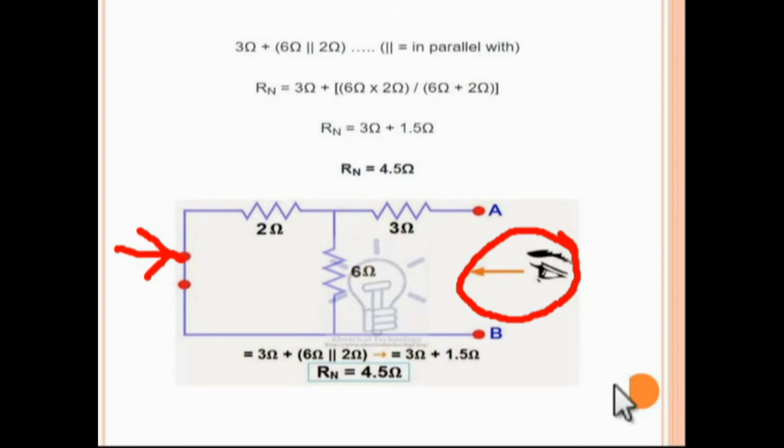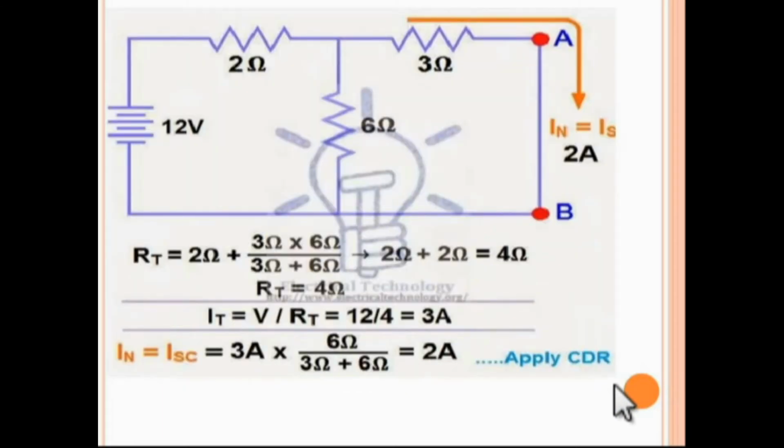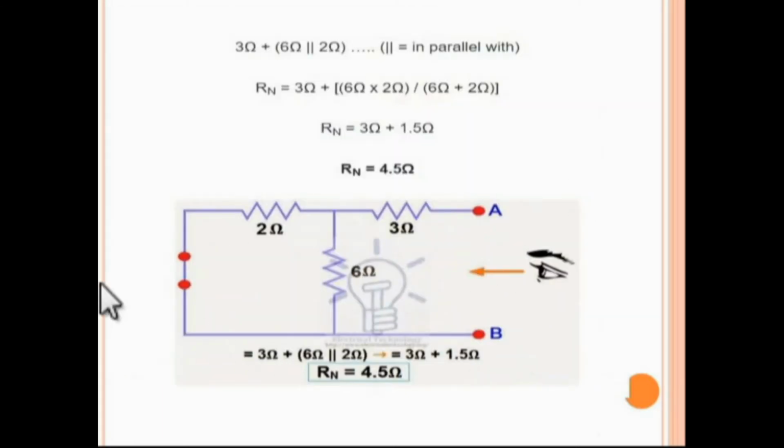Also, a battery was connected; you can see the 12 volt battery. You have to replace it with a short circuit, because it is ideal with internal resistance 0, and therefore it will be short circuited. Now you have to reduce from here. The end point you can see from here, and what is the end point? This is the end point, extreme left. So now start reducing resistance from here.